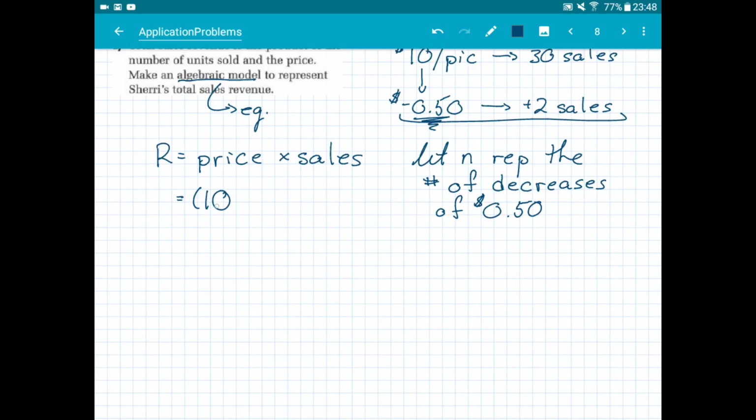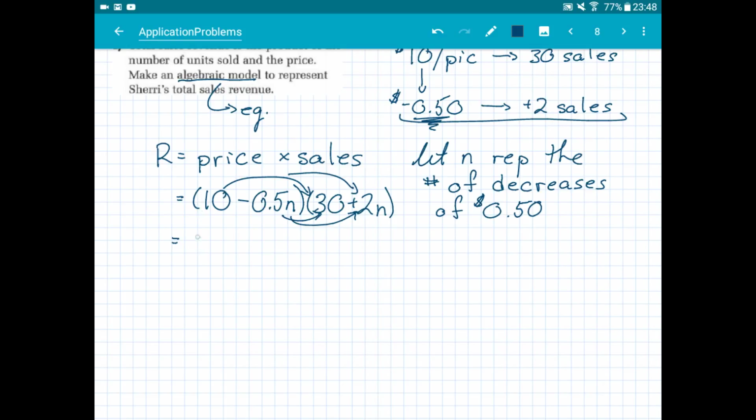So her price is equal to 10 minus 50 cents, however many times we're going to decrease the price. And the number of sales she'll get is 30 plus 2 for every time she decreases the price. That's what the question says. And so all we have to do now is simplify this. I mean, you could leave it in this form. This isn't really that bad, but it's better to write it out in standard form, because we know that that allows us to do a lot of the solving that we might need to do later.